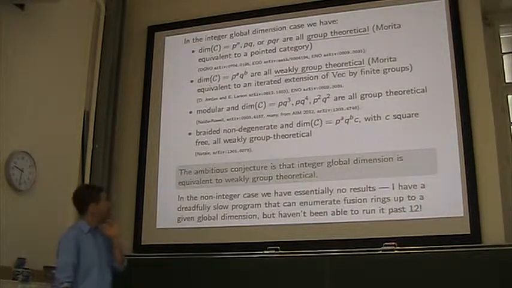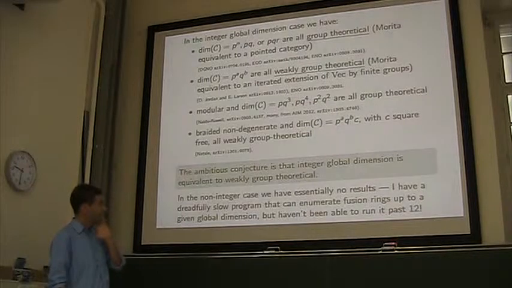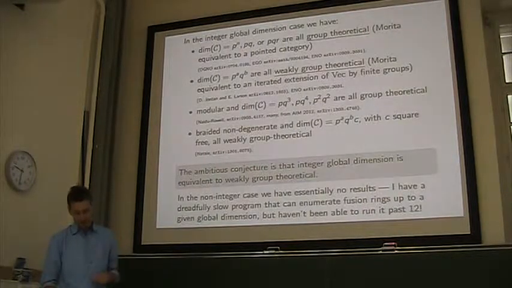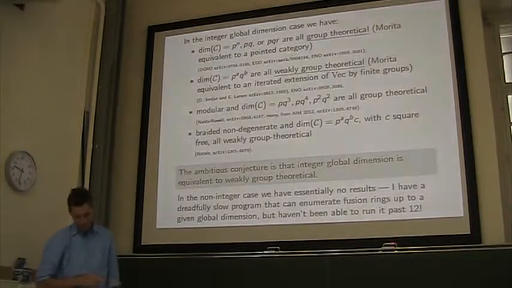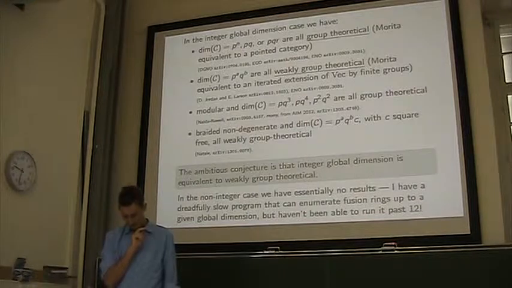When the dimension just has two prime factors, then they're all weakly group theoretical, which basically means that there's this notion of extending a fusion category by a finite group, and the weakly group theoretical ones are the iterated extensions of the fusion category of vector spaces by a finite group some number of times. And then there are some additional results that rely on having a grading of some form. So in the modular case, with some other factorizations, we know everything is actually group theoretical, and then the result that Sonia talked about on Monday is that in a graded non-degenerate case with a condition on the dimension, everything is weakly group theoretical.